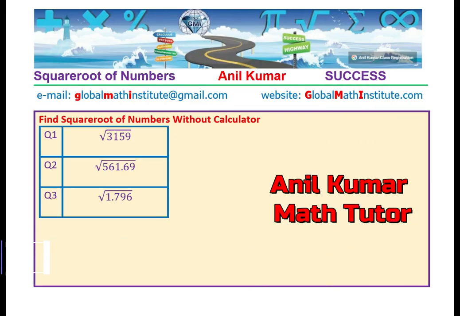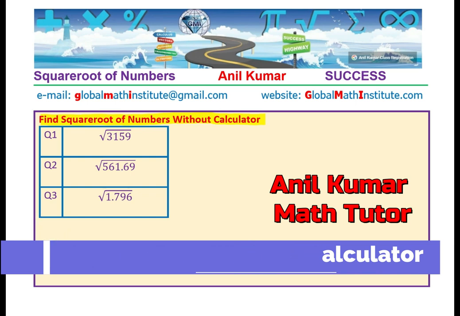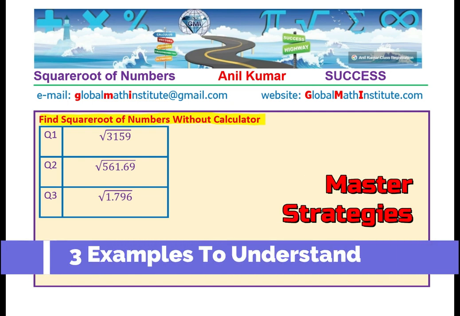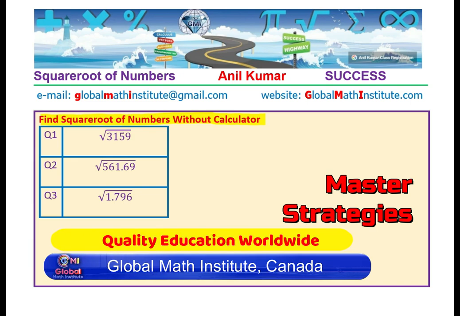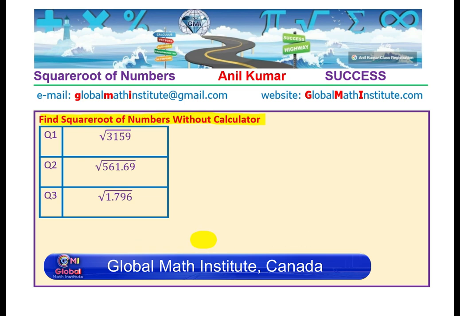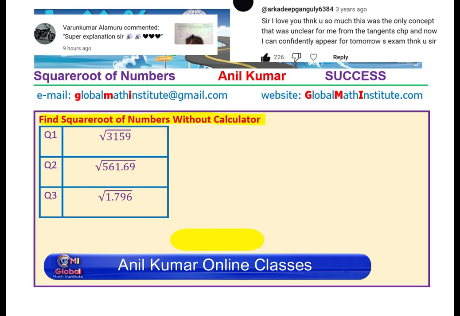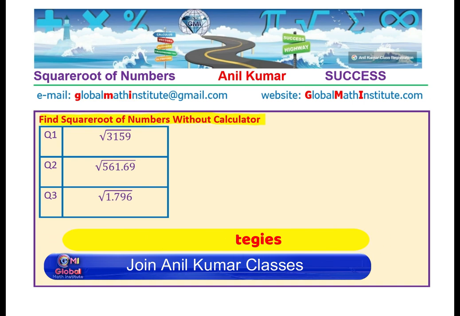Let us understand how we find square root of numbers without a calculator. I'll show you here on the board how we find these square roots. We have the first number, which is 3159, a 4-digit number, and then a 3-digit number with two decimal places, 561.69, and then 1.796. Different strategies, variations of the same strategy, will be used in getting the solution. I hope you will understand the technique.